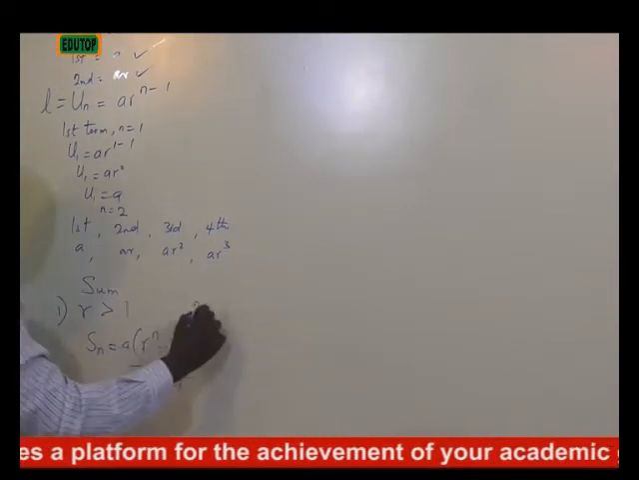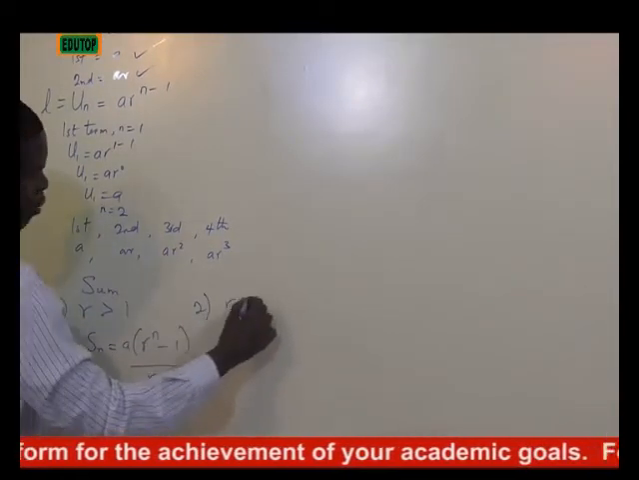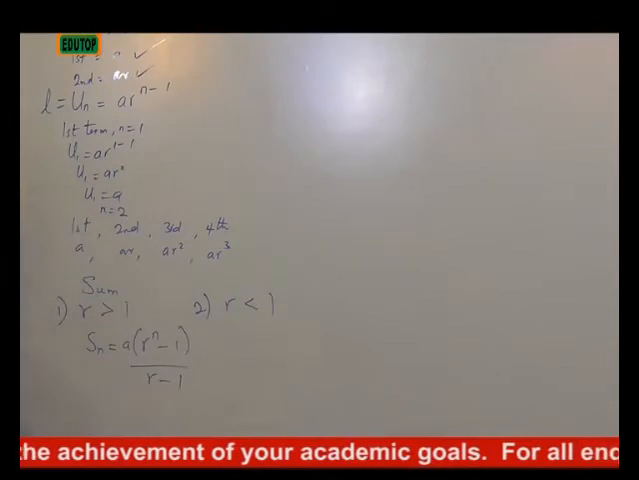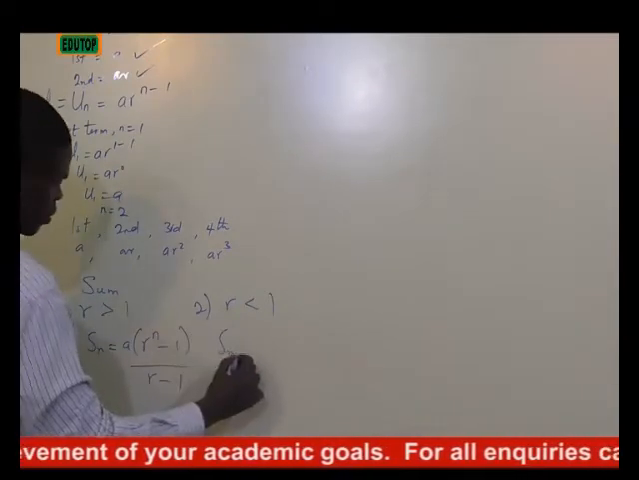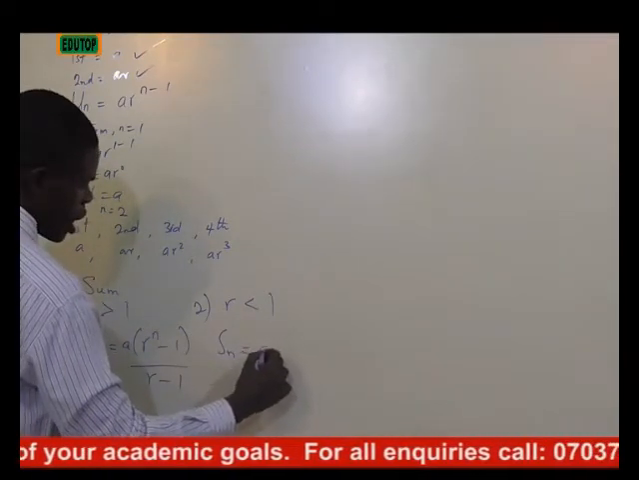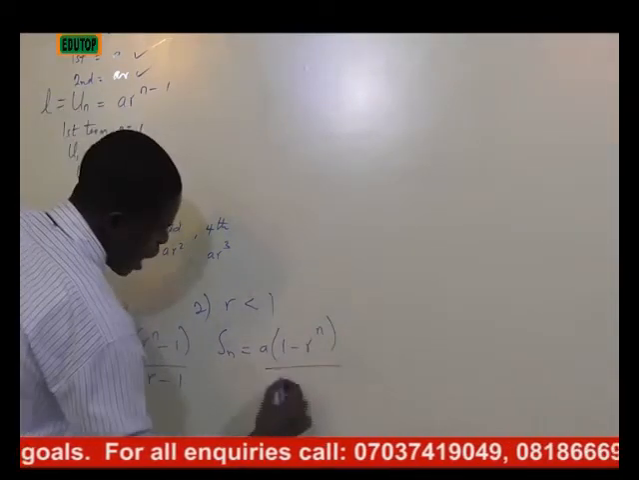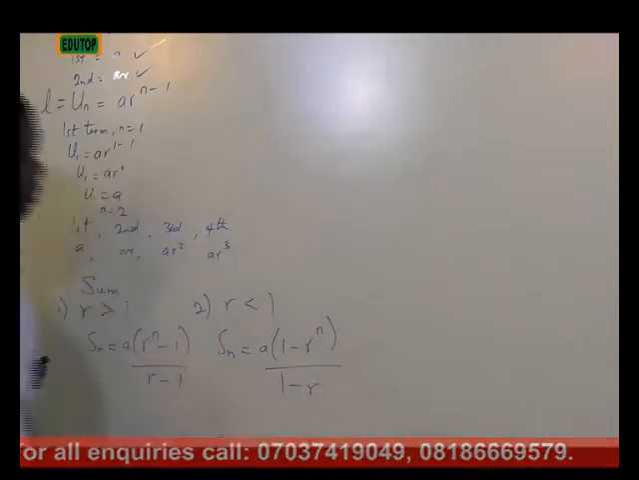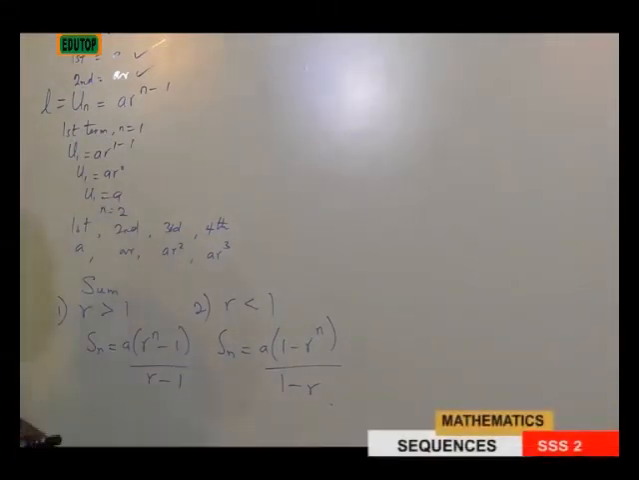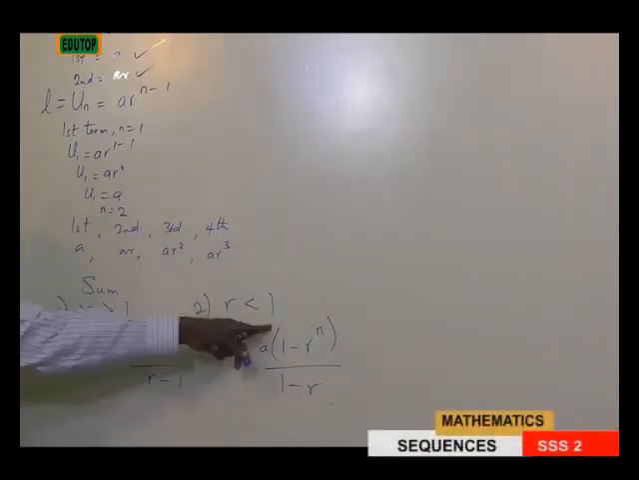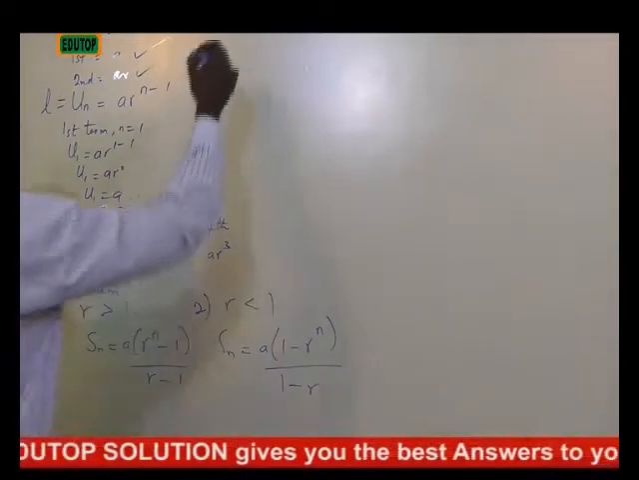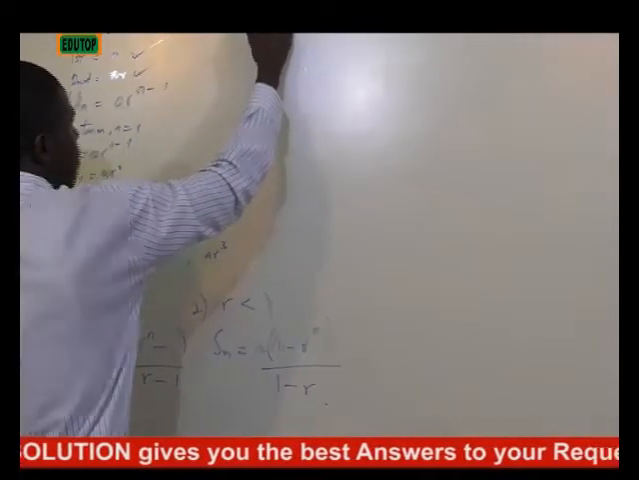And 2, the second formula for the sum is when r is less than 1. Then we have Sn equals a into 1 minus r raised to power n over 1 minus r. That is when r is less than 1. Then we have another important term there.